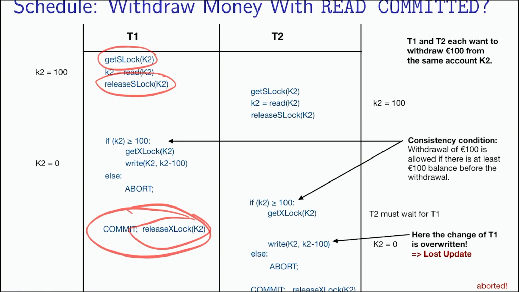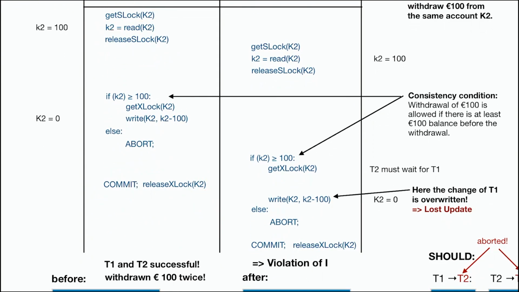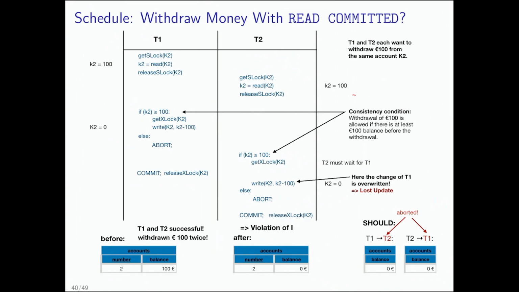The same happens here in transaction 2. Here you see, again, you check whether there's enough money. Then you get the write lock, you write the new balance to the account, and so forth. And now when you reason about that, you will see, here's a consistency condition, what I said, 100 euros about. So here T2 must wait for T1, at that point in time, only here. Why does it have to wait? Because the X lock on K2 is only released here. So you have to wait at this point in time.